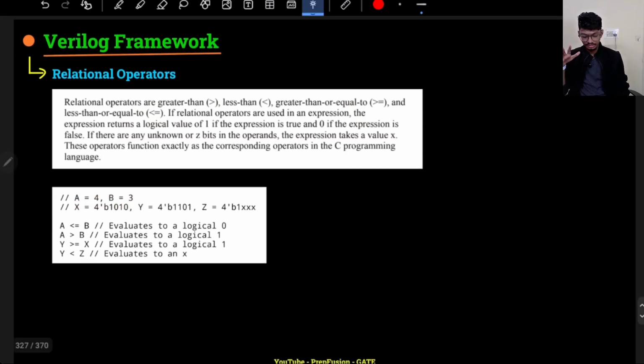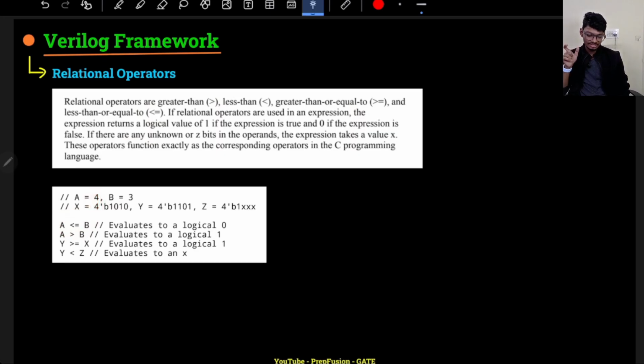I have a as 4 and b as 3, right? So if I perform a less than equals to b, is a less than equals to b? No, it is false, so it will evaluate to logical 0. A greater than b, is a greater than b? It is true, so it will evaluate to logical 1.